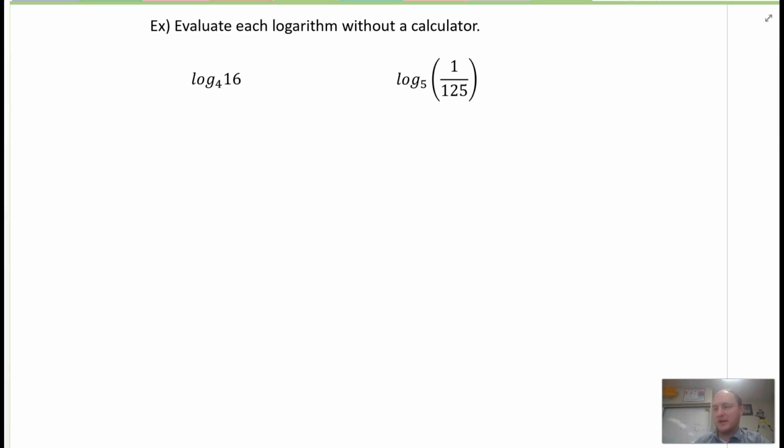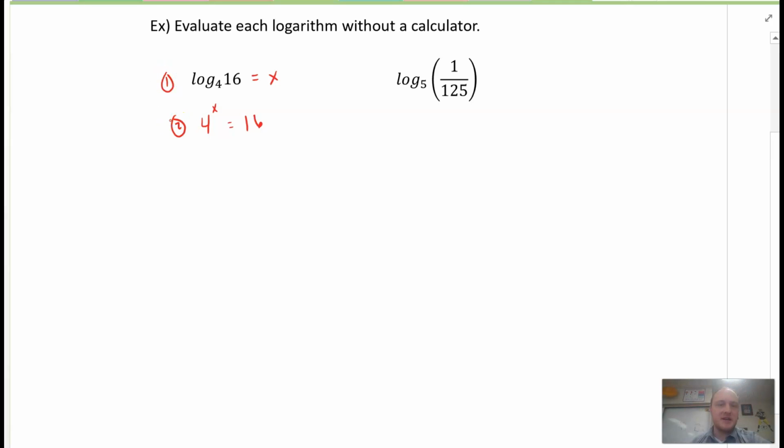So what we're going to do is set this equal to x. Just set it equal to x, make it an equation, and then we'll switch to exponential form, right? So that was step 1, and then here's step 2. I'm going to rewrite it as exponential form. So 4 to the power of x is equal to 16. Okay, step 1, step 2.